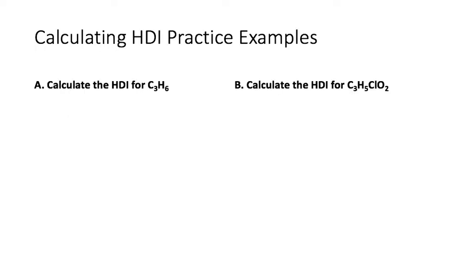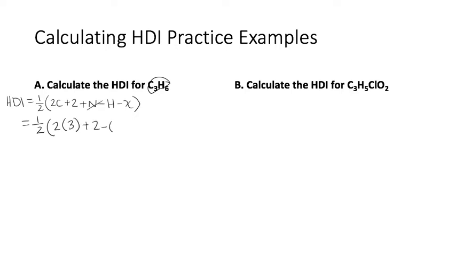So let's get some practice calculating the HDI. Let's say I have C3H6, and I want to know, is this completely saturated? Do I have some double bonds? If so, how many can I predict in this formula? My formula is HDI equals 1/2 times (2 times the number of carbons plus 2 plus the number of nitrogens minus the number of hydrogens minus the number of halogens). So if I look at the chemical formula here, I have 1/2 times the sum of 2 times 3 plus 2. I don't have any nitrogens. I have 6 hydrogens.